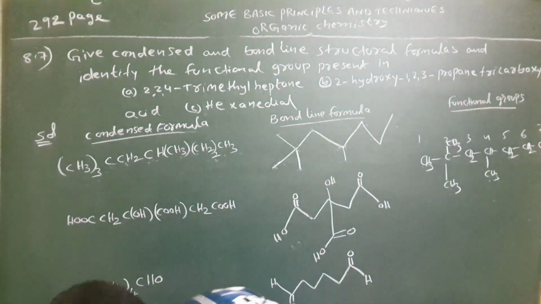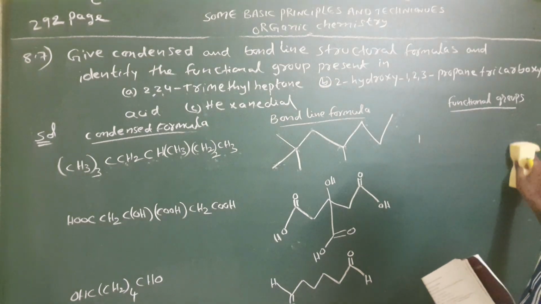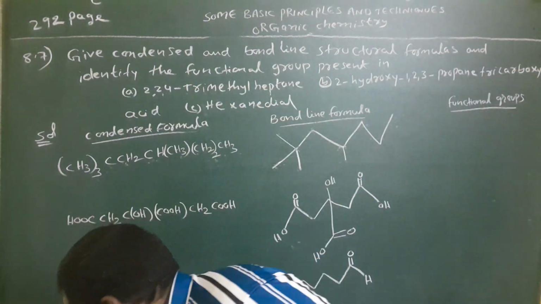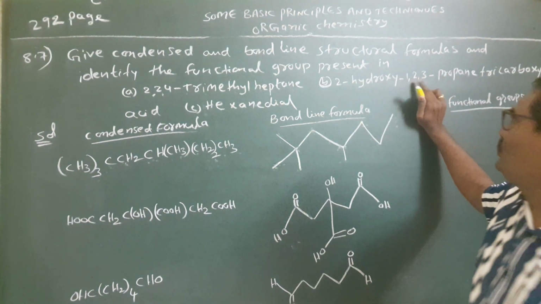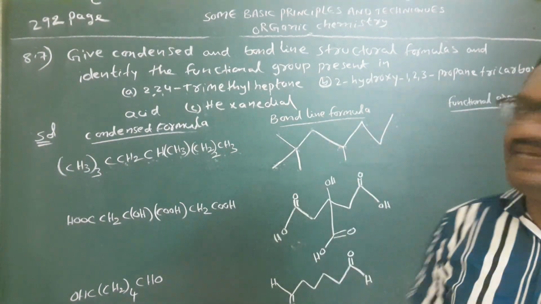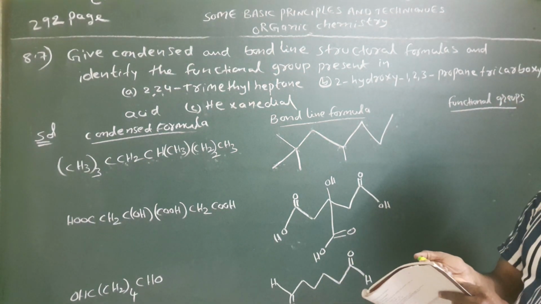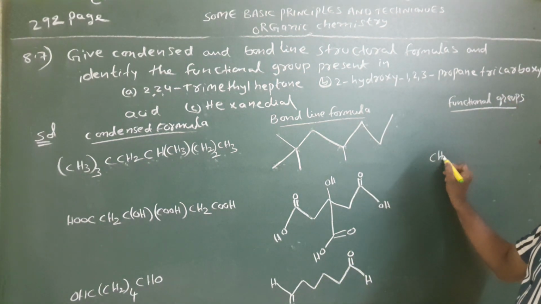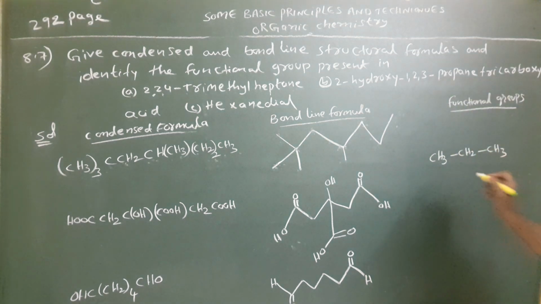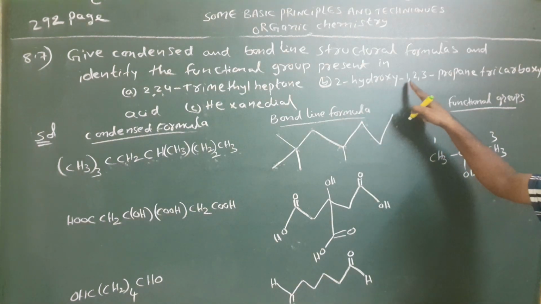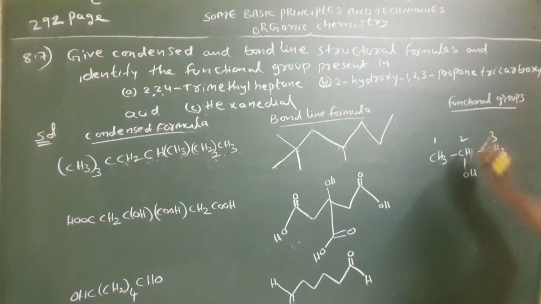So next one, 2-hydroxy-1,2,3-propane tricarboxylic acid. Propane means 3 carbons: CH3, CH2, CH3. First place, second place, third place. The second place contains OH, hydroxy, so 2-hydroxy. And 1,2,3-propane tricarboxylic acid.